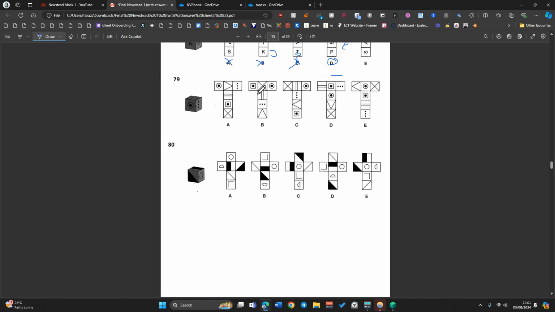Okay, 79. So this one, we can immediately cancel out A because this is opposite to this, and these two are meant to be next to each other. So this is actually going to connect. So this is pointing towards the 3 dots here, and it can't be that. It's not pointing towards the 3 dots in question 79.